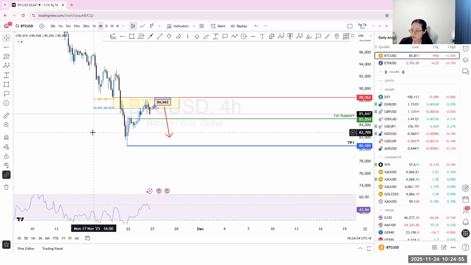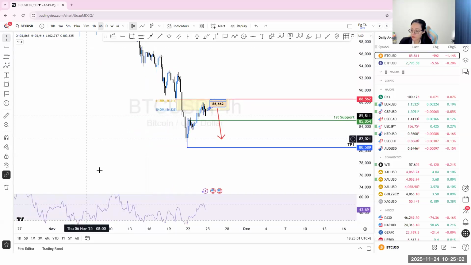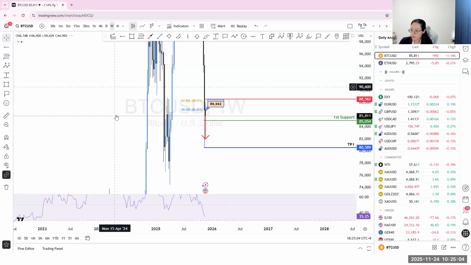Falling already. So this is my key level. Basically, BTC, you need to wait for the pullback and then you sell. Okay. If you want to buy, you can buy at the key level on the D1 time frame.